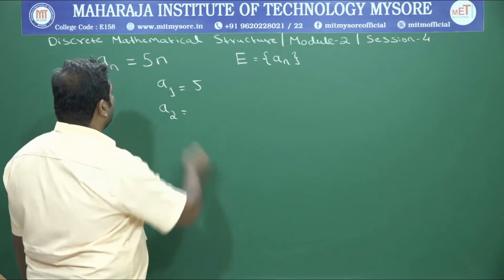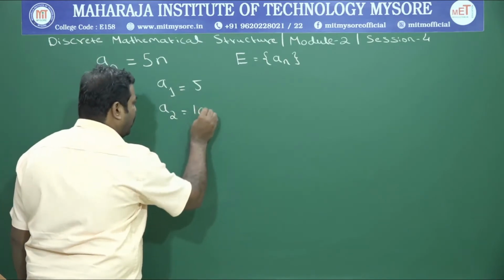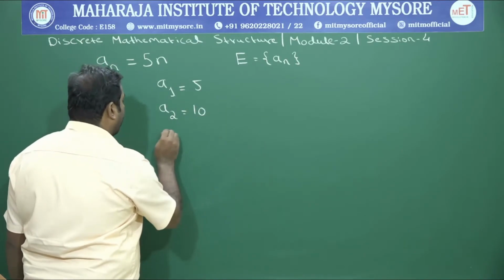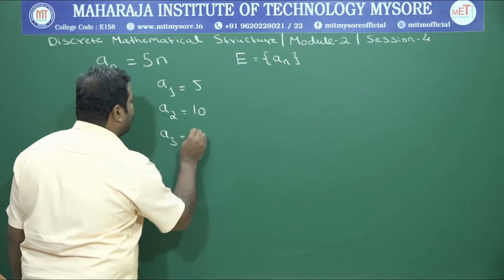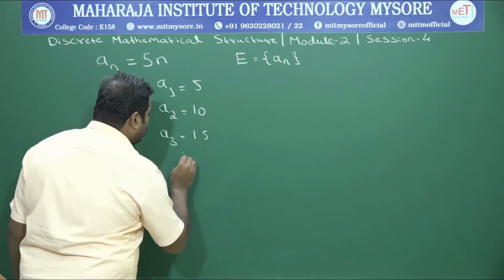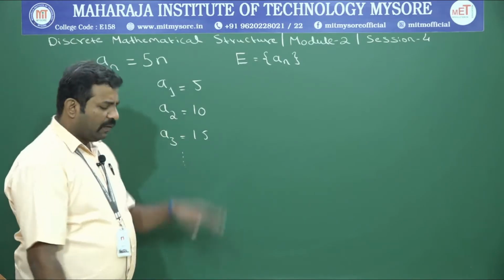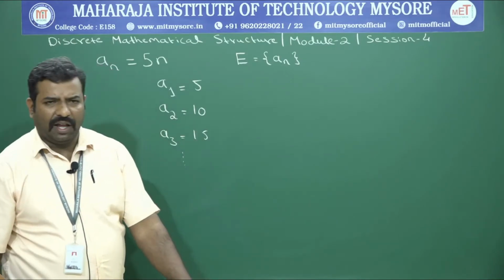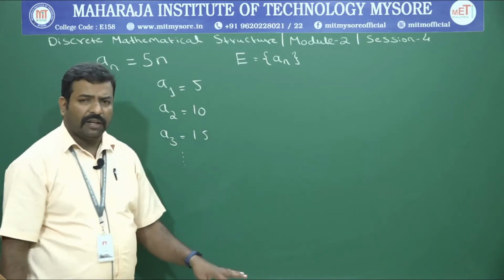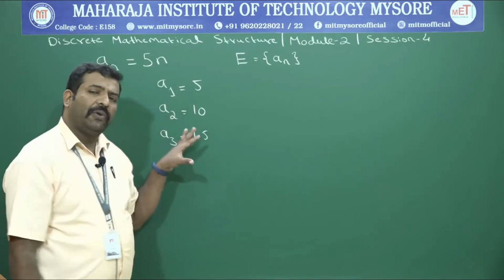So A2 is going to be, as you have guessed, 10. And A3 is going to be 15, and so on. So I can derive it until n. I don't know exactly what n is, but a few elements I am going to derive.